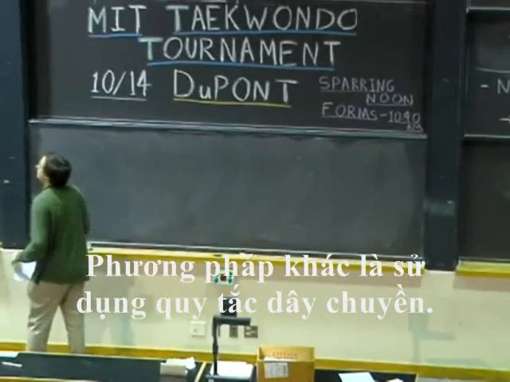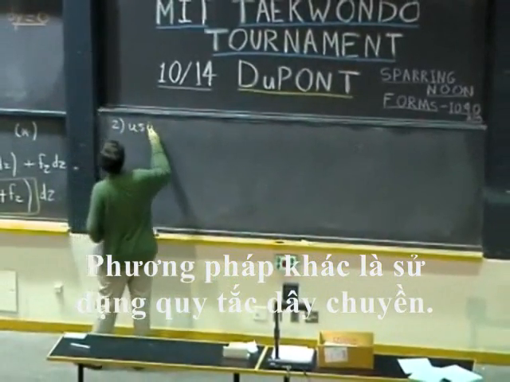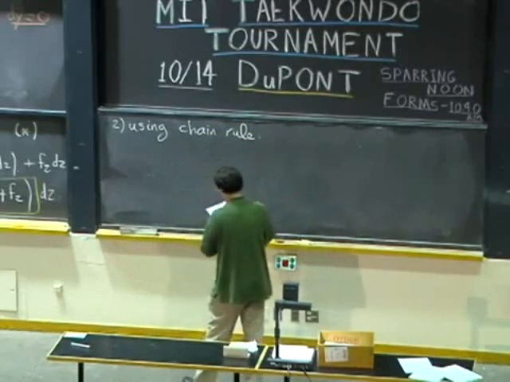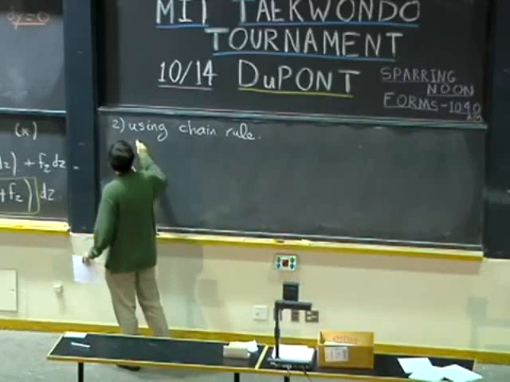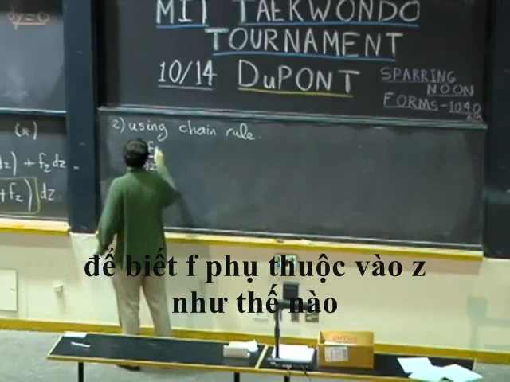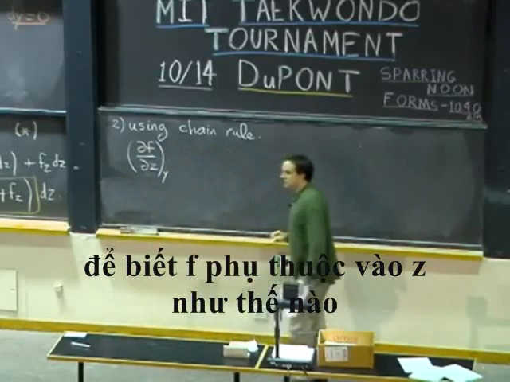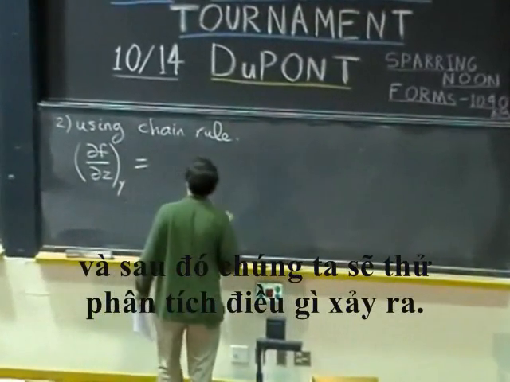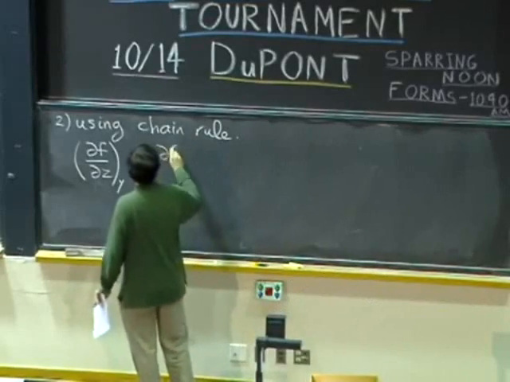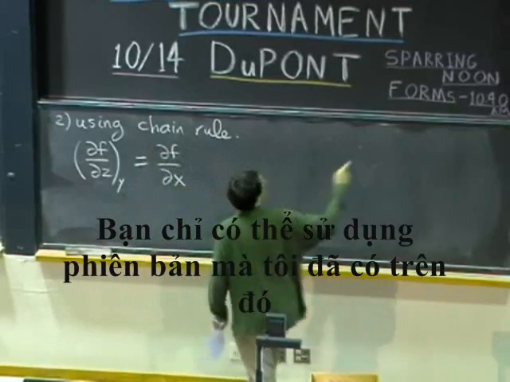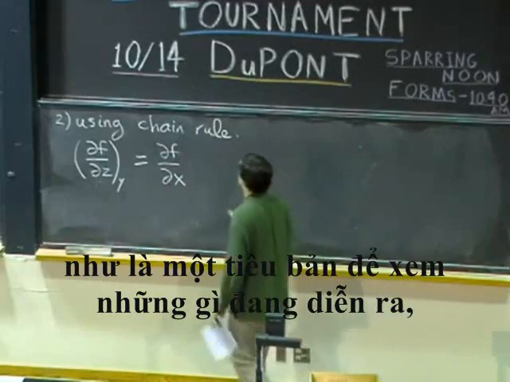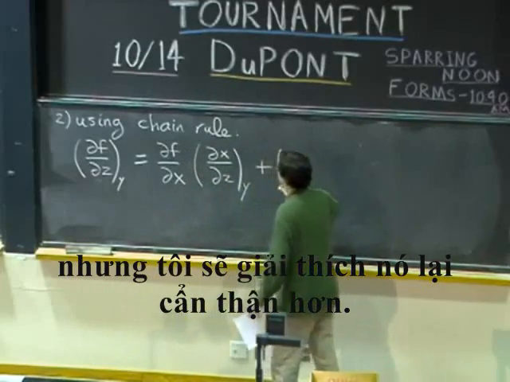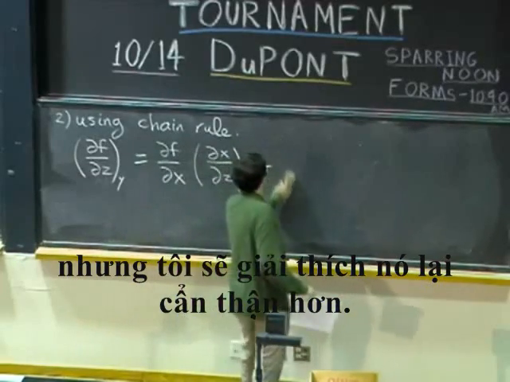So the other method is using the chain rule. Okay, so let's use the chain rule to understand how f depends on z when y is held constant. So let me first write the chain rule brutally, and then we'll try to analyze what's going on. You can just use the version that I have up there as a template to see what's going on. But I'm going to explain it more carefully again.